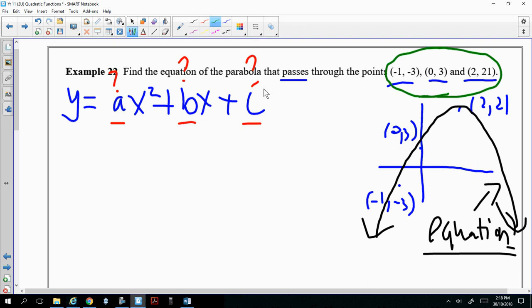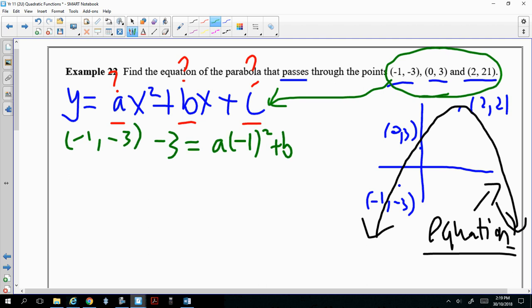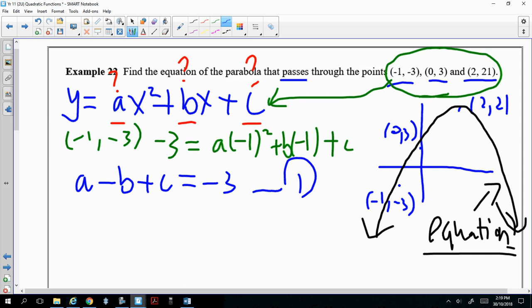That means I could substitute (-1, -3) into the formula, which gives -3 equals A times (-1) squared plus B times (-1) plus C. Does that make sense? If you simplify it, you get A minus B plus C equals -3. Equation 1. Again, we're going to use simultaneous equations. It gets used in a lot of contexts. And then we'll do another one.